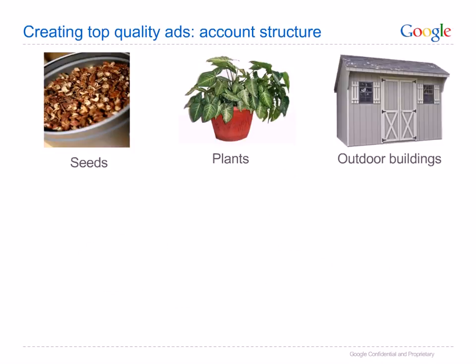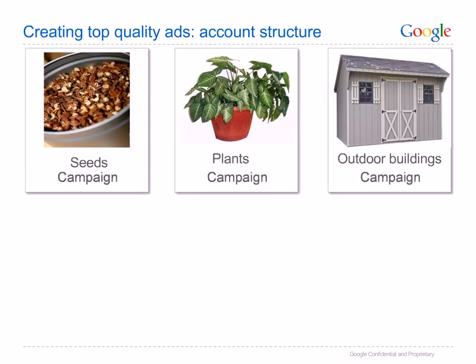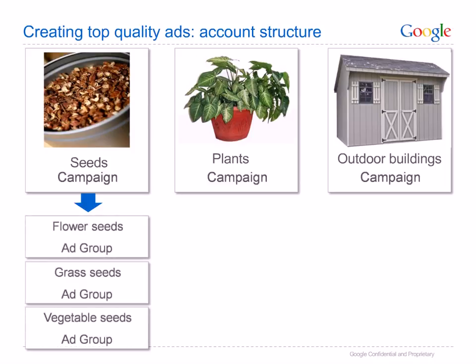For example, this garden centre site has 3 sections on the website: seeds, plants, and outdoor buildings. So if you were advertising this site, you could create a new campaign for each of these sections, which will allow you to have a separate budget for each of these areas. Within each campaign, you could have a separate ad group for each product area. So, for example, in the seeds campaign, he could have a flower seeds ad group, a grass seeds ad group, and a vegetable seeds ad group.